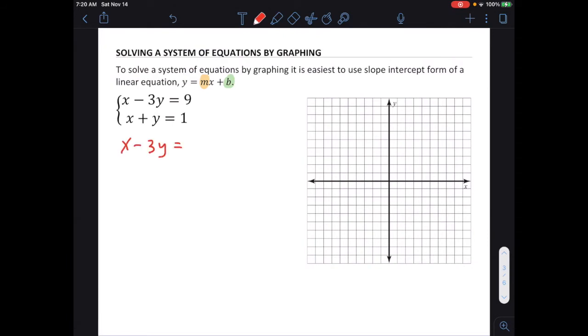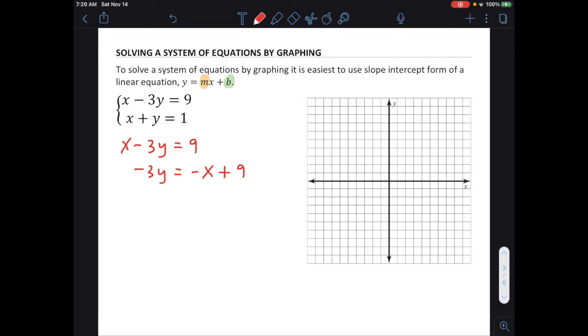So basically what I want to do is just solve this for y. So I need to get everything that's next to the y out of there. And the first thing I want to do is subtract x from both sides. So I'm going to subtract x, and then I'm going to write it in the right order for y equals mx plus b. So when I subtract x, it becomes negative x. So I have negative x plus 9.